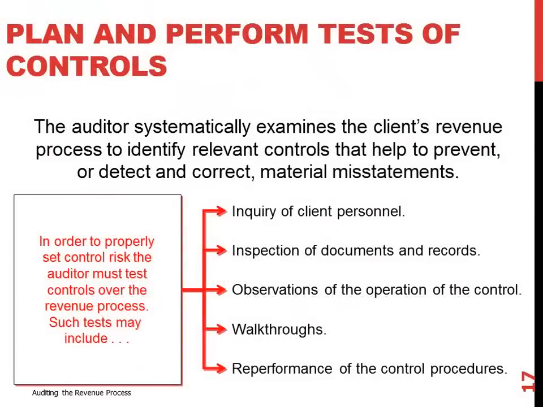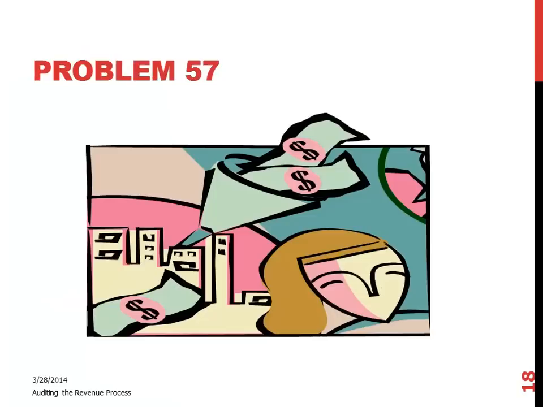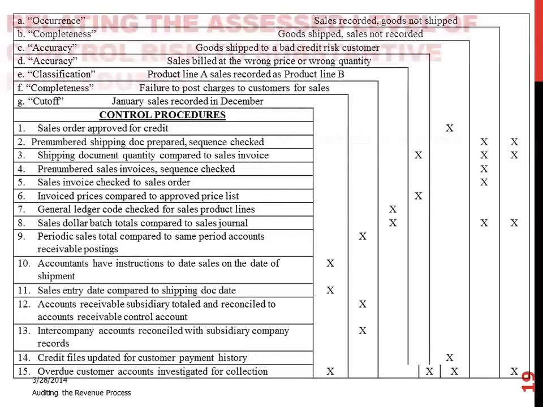When the auditor tests their controls, again, they're inspecting documents and records, they're talking to management, they're observing how those controls are working, and they're re-performing those controls. That's what they do to assess control risk. And then after they assess the control risk, they test those controls. I'm going to skip through this.